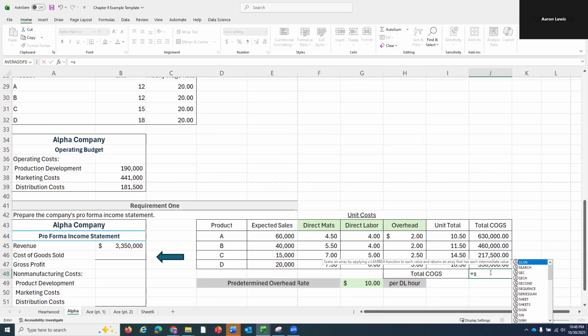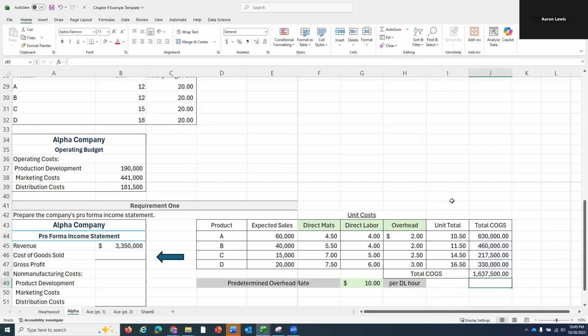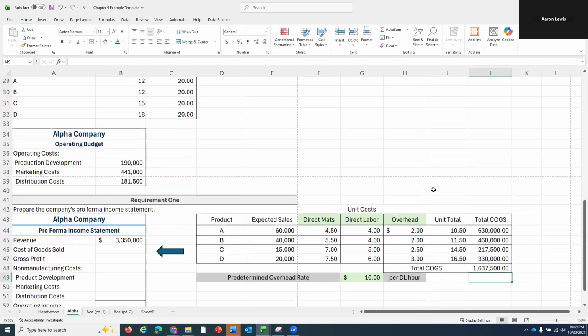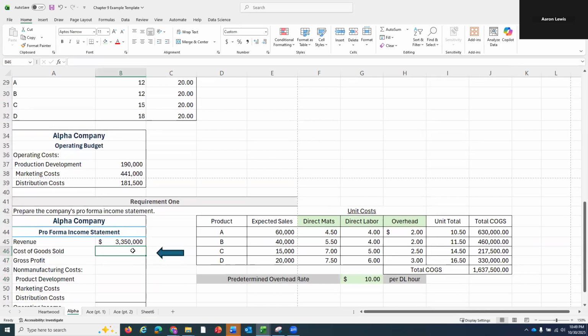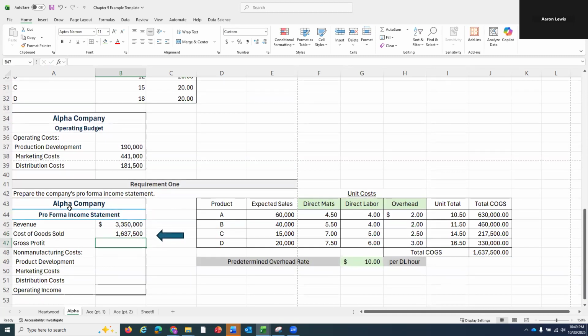So what is my total COGS? Well, it's just the sum of the $630,000 that's going to come from product A, $460,000 that comes from product B, $217,500 that comes from product C, and $330,000 that comes from product D. And that totals up to $1,637,500. So what is my COGS on my pro forma income statement? Is that amount, $1,637,500.